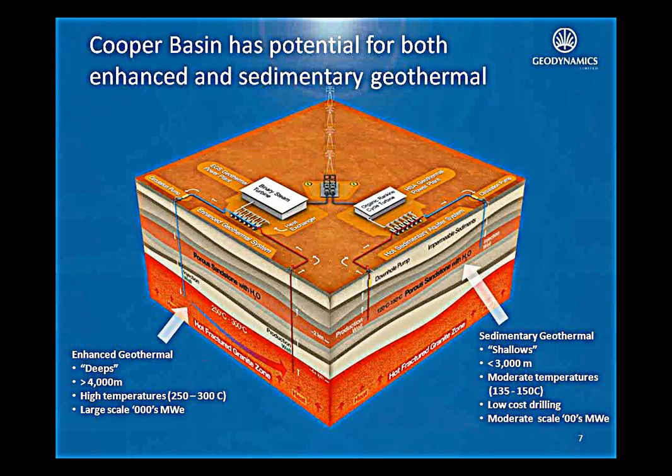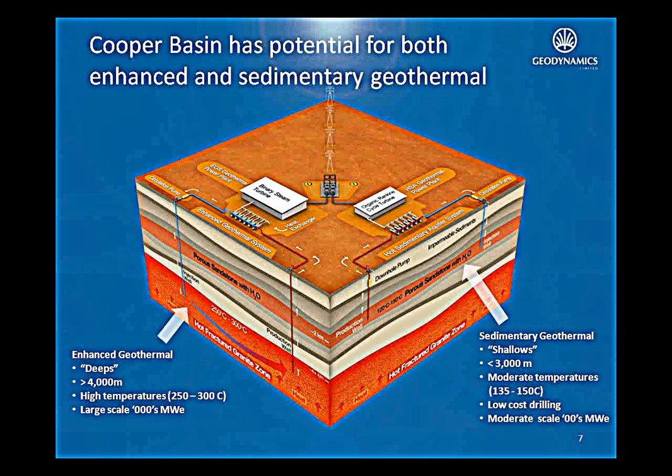On the right hand side of the cube is what we call sedimentary geothermal, or hot sedimentary aquifer type resource. Now, throughout Australia, or throughout all parts of the world, there are porous sandstone reservoirs or layers that have water flowing through them. In the Cooper Basin, that aquifer, or that porous sandstone layer, is heated by this hot granite 2 kilometers below it. So this layer is about 2,000 to 3,000 meters in depth.